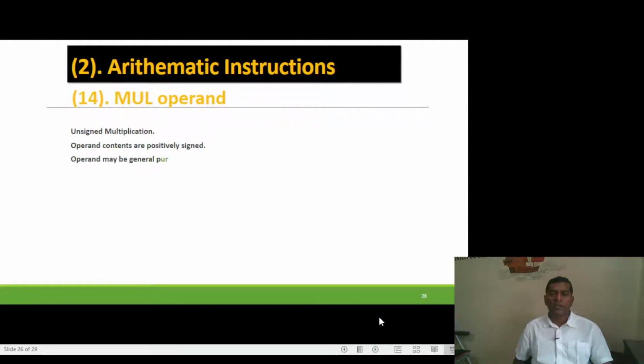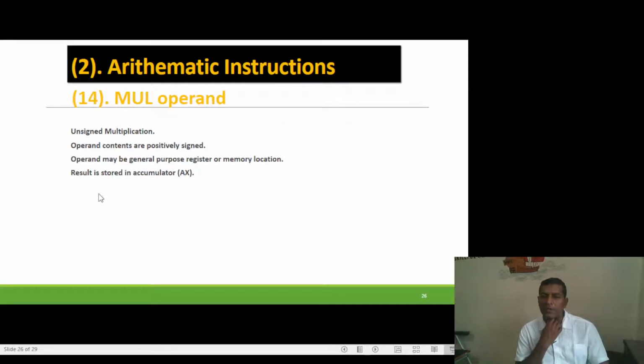Then the next instruction is multiplication, MUL operand. This is unsigned multiplication. Operand contents are positively signed. Operands may be a general purpose register or a memory location. The result is stored into the accumulator finally.